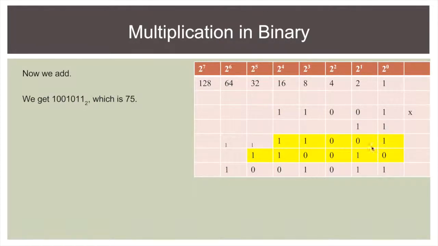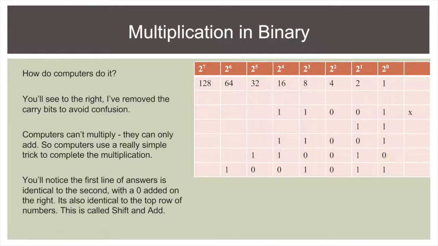1 plus 0 is 1, 0 plus 1 is 1, 0 plus 0 is 0, 1 plus 0 is 1, 1 plus 1 is 1, 0, so you put the 0, carry the 1, 1 plus 1 is 1, 0, put the 0, carry the 1, 1 plus nothing is 1. And so our answer is 1001011, base 2, which is 75. And we know that 25 times 3 is 75, so that's the right answer.